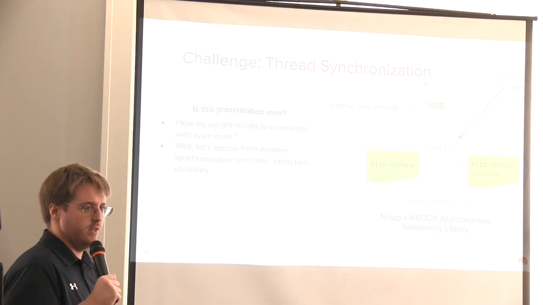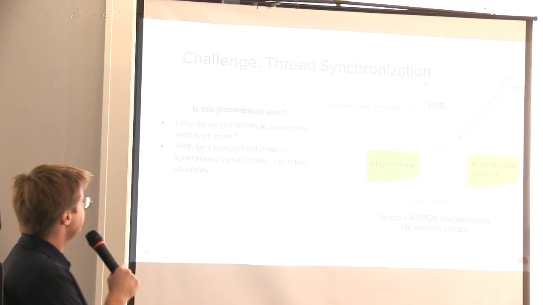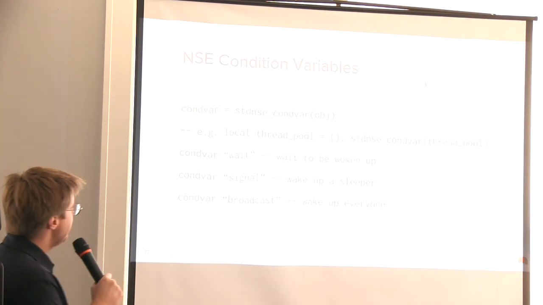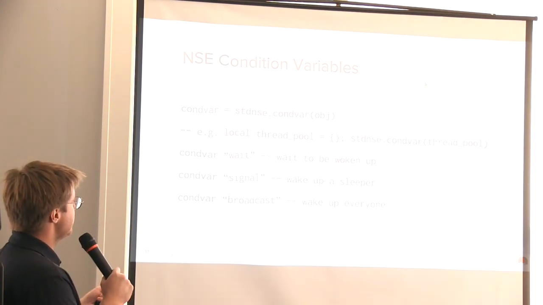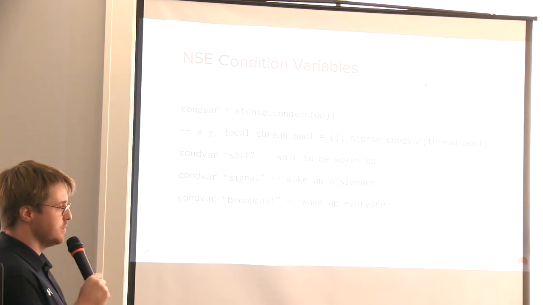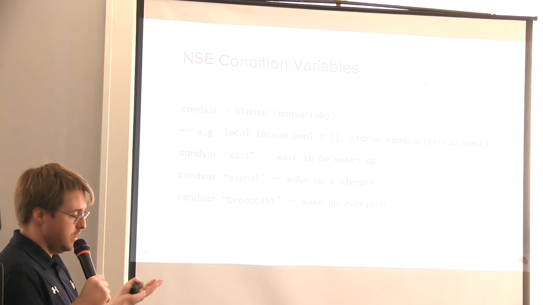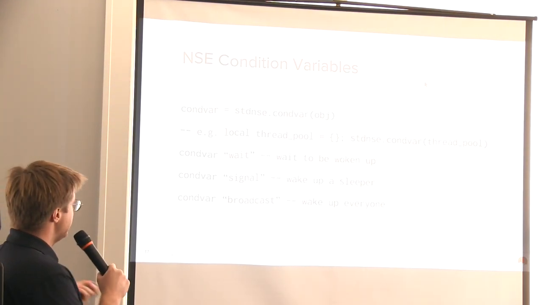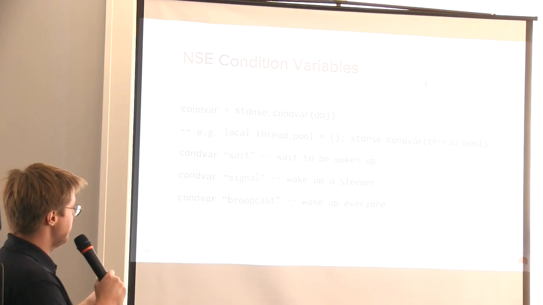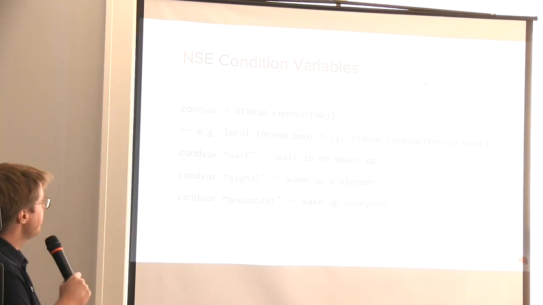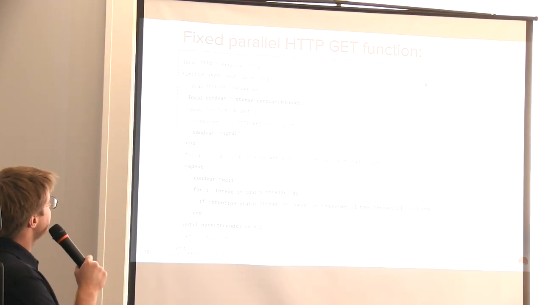And of course, sleeping is not really a good solution because then you have these weights that are arbitrary in length. So we have condition variables, very similar in style to mutexes. You can associate a condition variable with an object, so multiple scripts can use the thread pool as a table, or they can use a string, just like mutexes. So we can create a condition variable, then we can wait on it, signal to wake up a sleeper, or broadcast to wake up everybody. Very similar to POSIX.